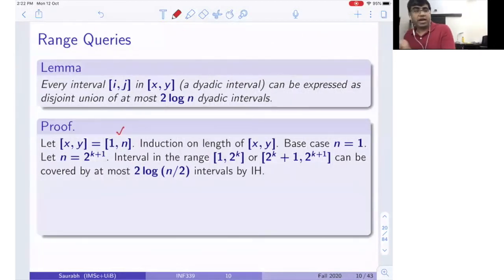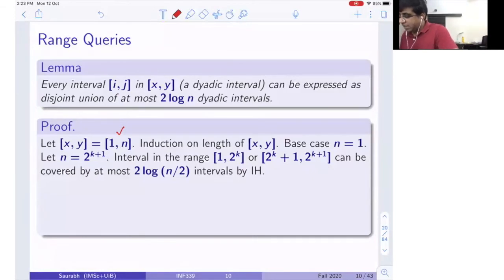Why I need xy, some x comma y, you will see because of the induction hypothesis. So you induct on the length of xy. Base case, suppose n is 1, then this is obvious, right? Because then only one interval can be there and you can write it as at most 2. So let's assume that n is like 2 power k plus 1.